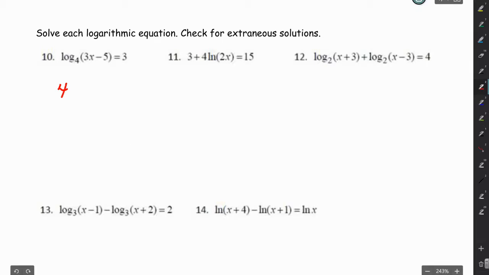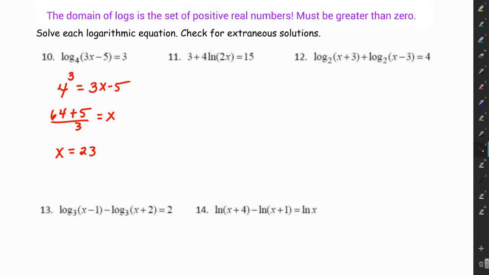Base is 4. Our exponent is 3, equal to our answer, which is 3x minus 5. Okay, 4 cubed is 64. Plus 5 divided by 3 will give me x. So x is equal to 23. If we put 23 in here, we're going to get a positive number. So that works out. This is not extraneous, so our solution is x equals 23.